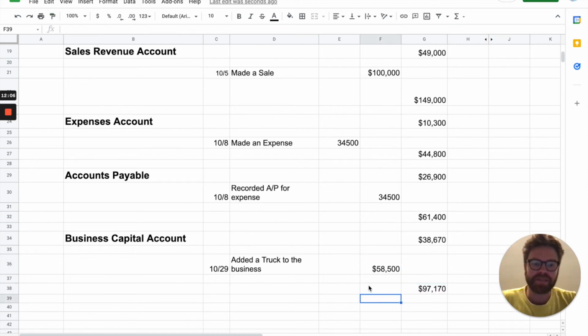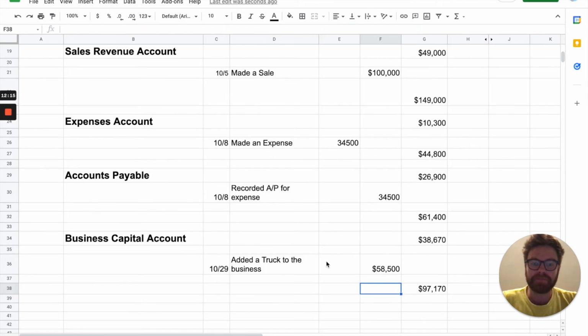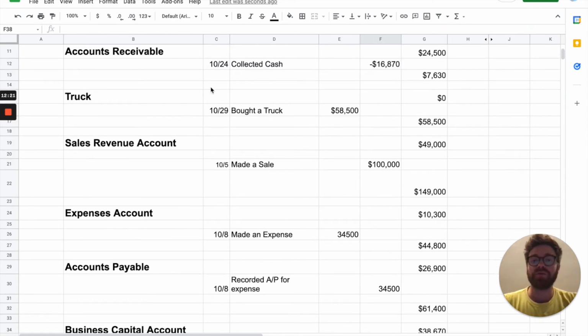All right, 97,170. We start with 38,670. We added a truck there, 58,500. Looks good. So we have all the journal entries now. We move them to the general ledgers, right? So what we do with this is we just take the final balances.